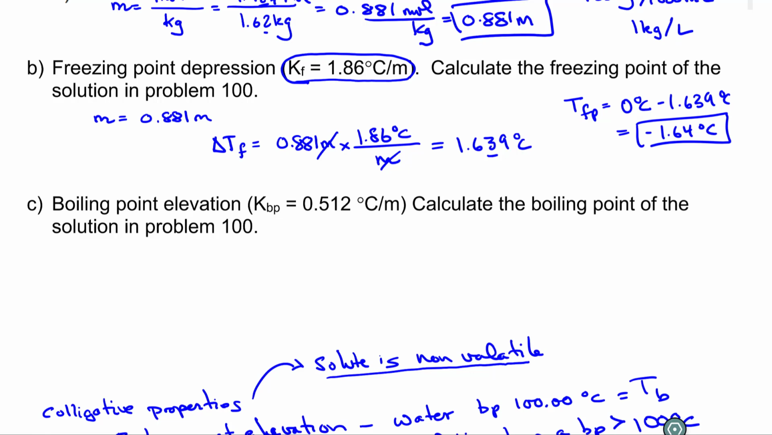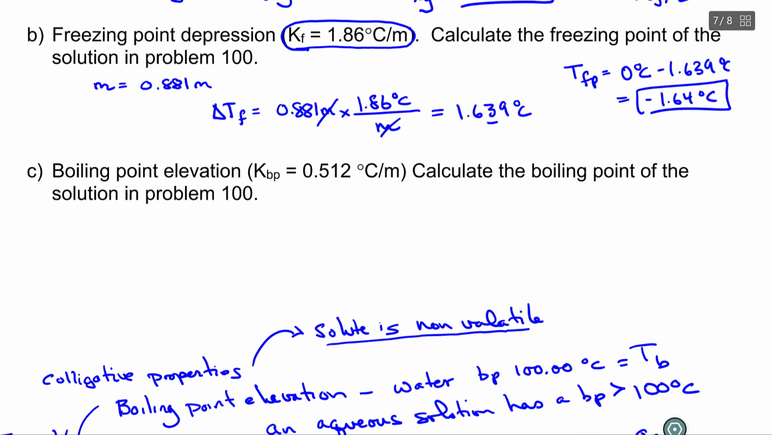Okay, we can look at boiling point elevation. The calculation is done exactly the same way. It says, calculate the boiling point of the solution in problem 100. So I'm going to go delta T BP is going to be M, which is 0.881 M. And then I use KBP as 0.512 degrees Celsius over M, so I can get the M's to cancel.